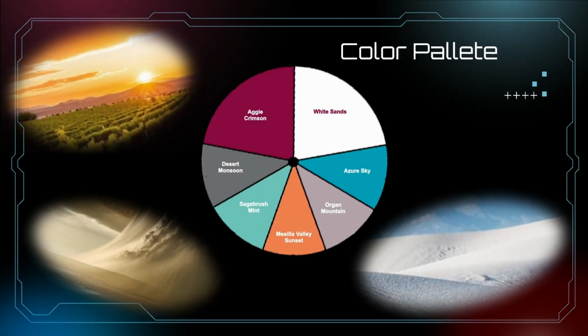The color palette is the foundation of Crimson Crush's visual identity. I built the color palette around 4 core colors: Aggie Crimson, White Sands, Azure Sky, and Sagebrush Mint. Crimson is the anchor. It's bold, energetic, and instantly recognizable. Mint adds a softer creative tone that supports the gem system and art assets, while Azure brings clarity and structure, especially in UI elements and documentation.